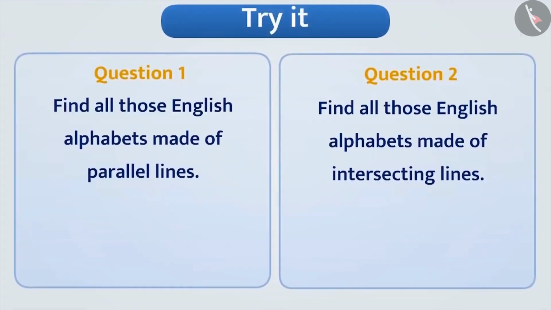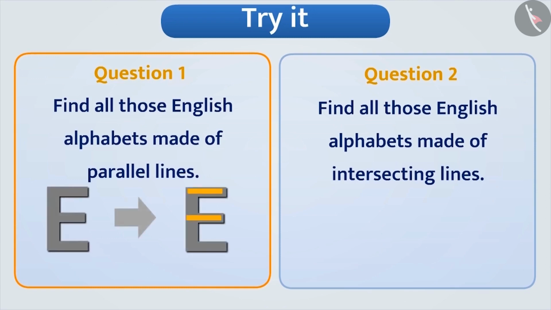So, try to solve the following questions yourself. Question 1. Find all those English alphabets made of parallel lines. Like for example, the alphabet E. On extending the lines, they never meet. Hence, it is made of parallel lines.